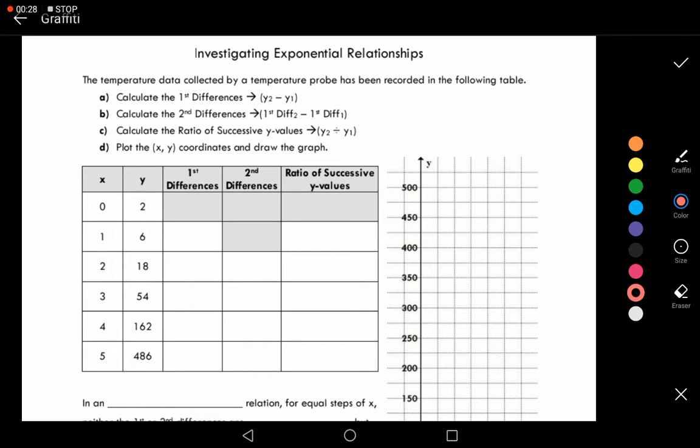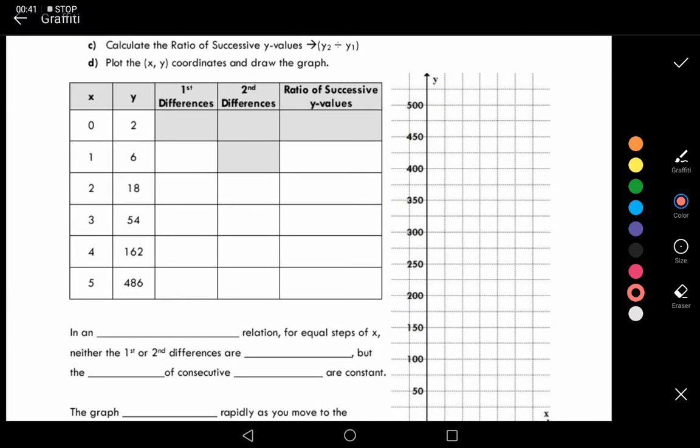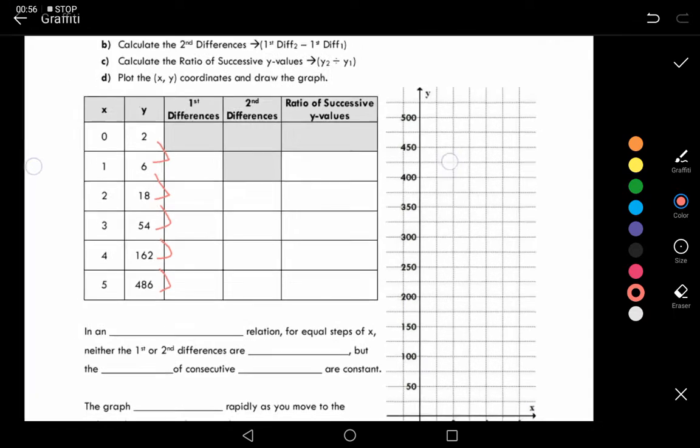So calculating the first and second differences should not be new to us. But this ratio of y values is going to be new. Right in the question, it tells us what we need to do. To calculate the first differences, again, you should know that we are taking y2 minus y1, right? y2 minus y1, etc. Until we have them all done. So we're just simply subtracting.